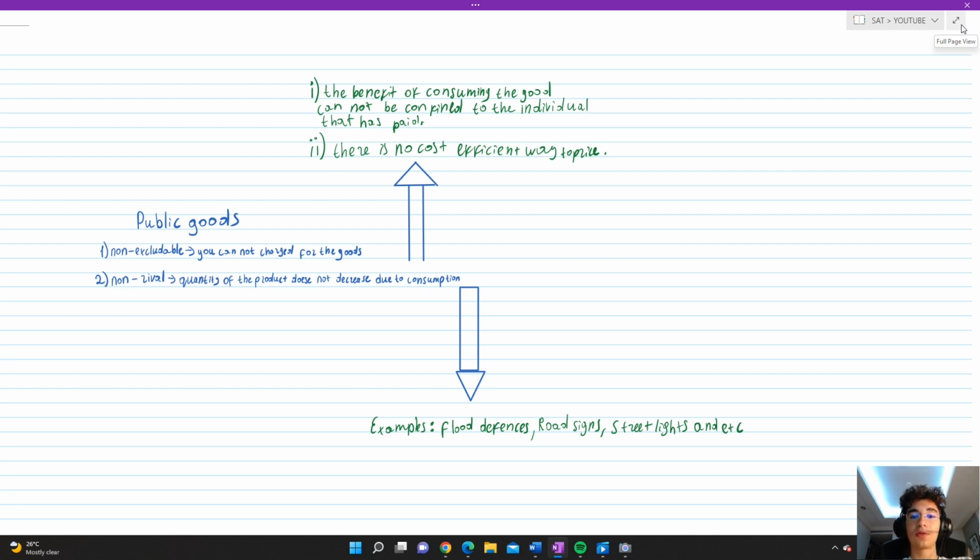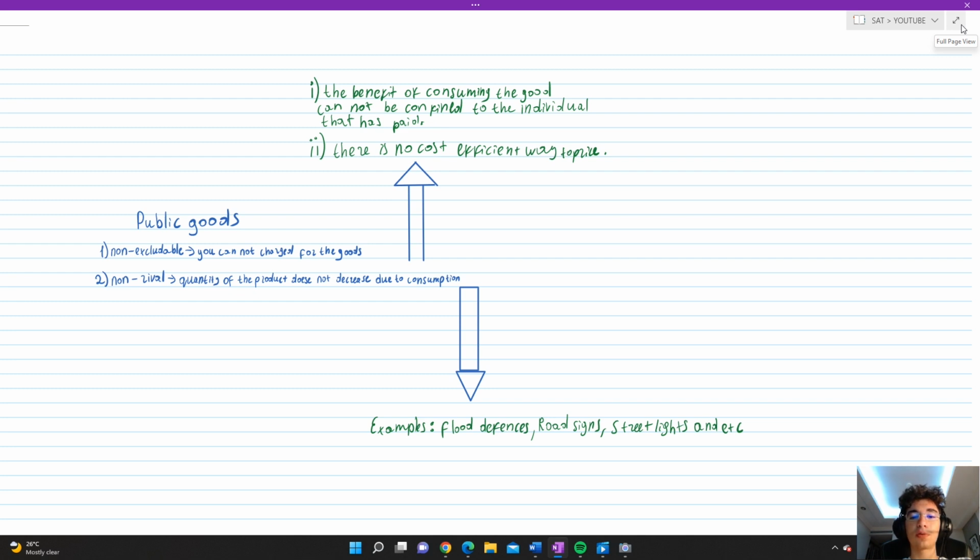Pure public goods have two most fundamental characteristics. They're non-excludable and they are non-rival. Very weird, very unique characteristics that apply to pure public goods here, and very much the opposite of what the characteristics of private goods are. But what's non-excludability?